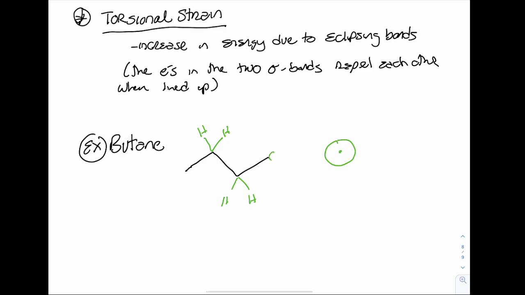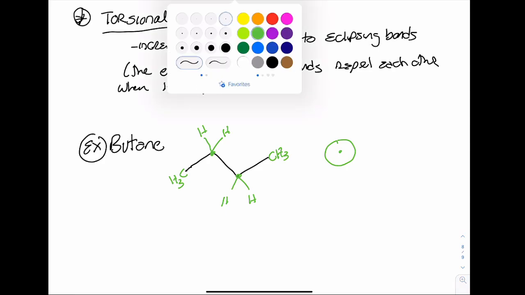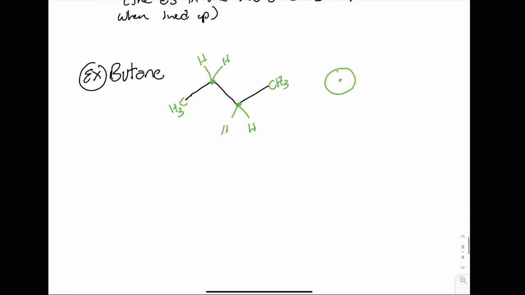And then I also have a CH3 group, right? So when I draw these in those Newman projections, one of my carbons is going to have 2 hydrogens and that methyl group. My other carbon is also going to have 2 hydrogens and a methyl group. It doesn't matter which one you start with.